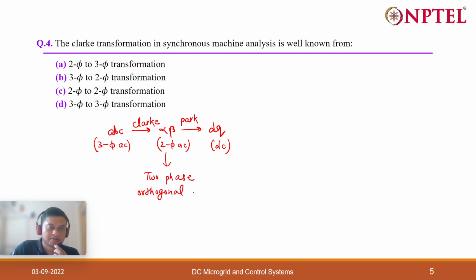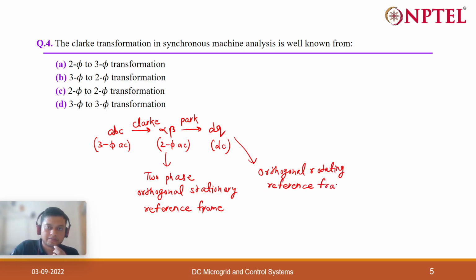Alpha beta, you can also say, is a 2-phase orthogonal stationary reference frame. And DQ you can say is an orthogonal rotating reference frame, and this one is the natural reference frame. And the correct option is B.